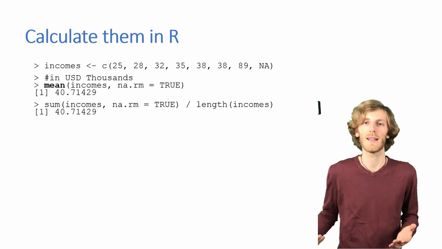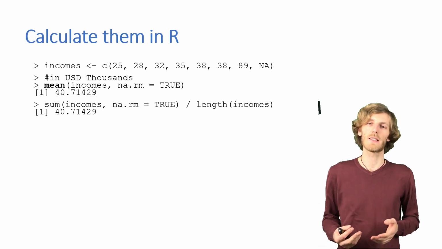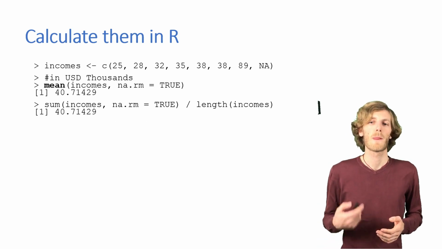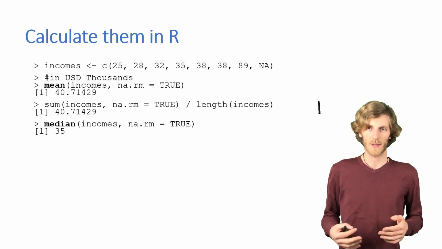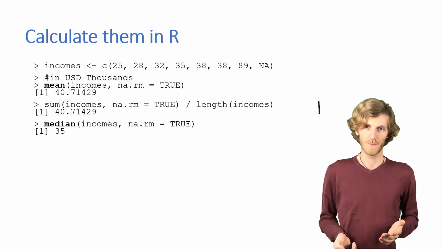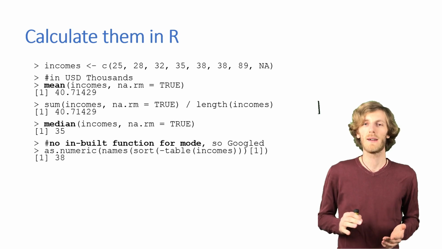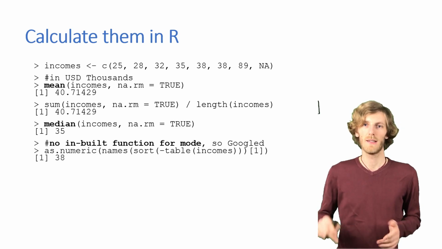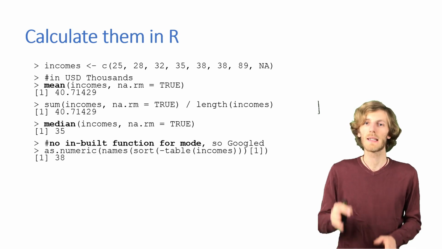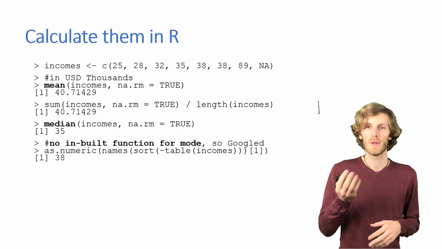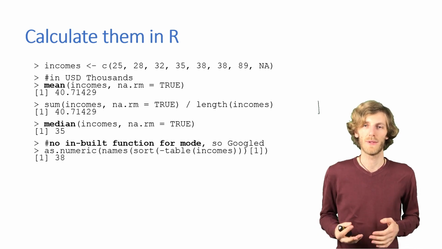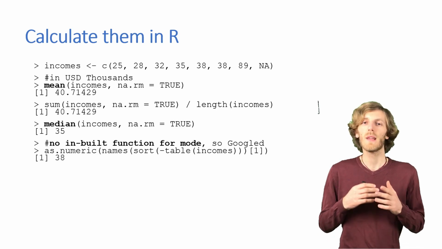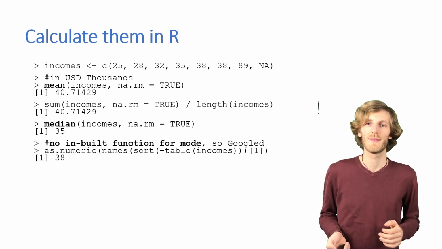Of course, we would never take this long way around when there is the shortcut function. The median, likewise, we just call as a function. For the mode, however, there is no inbuilt function. The mode function does something different. If we want to calculate the mode in R, I found this version on Google. We probably won't need it.